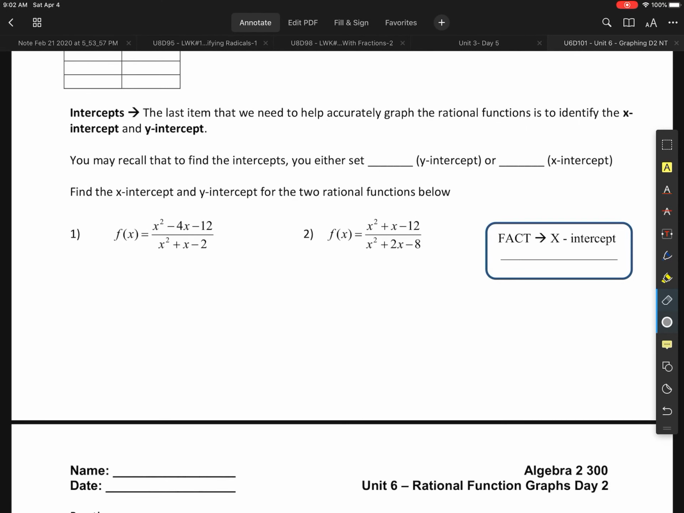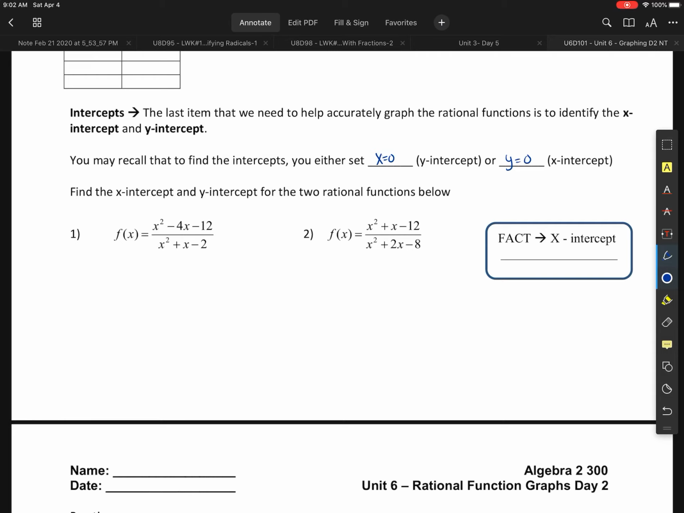Alright, so time to make our graphs a little bit more defined. So we're adding intercepts. We've always added intercepts to all the graphing we do, x-intercepts, y-intercepts, and the rules still remain the same. If we want a y-intercept, we make x equals 0. If we want an x-intercept, we make y equals 0.